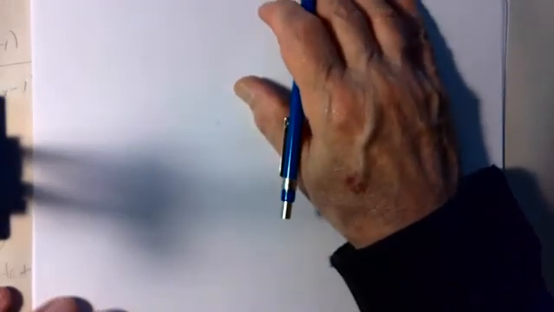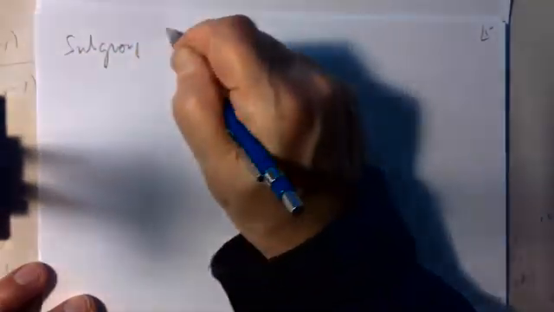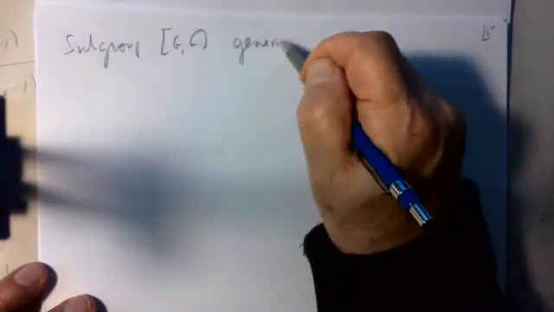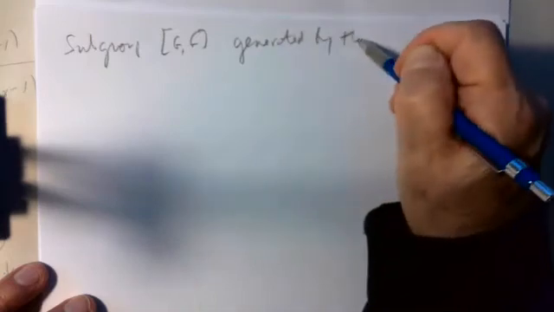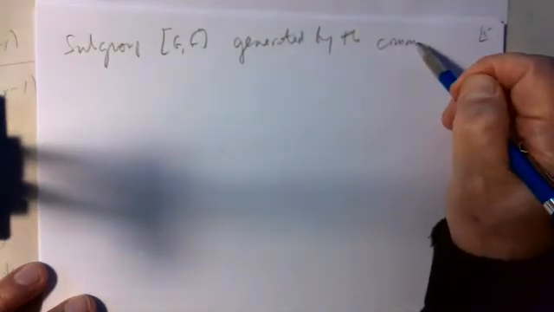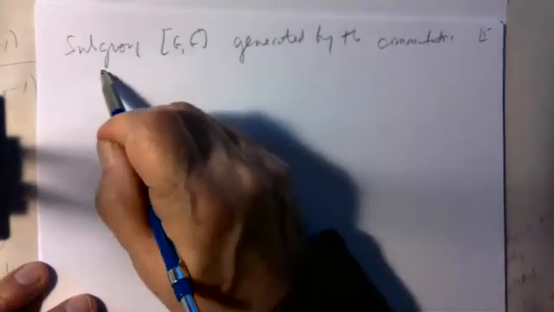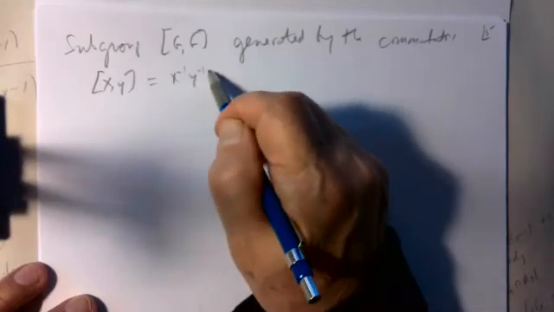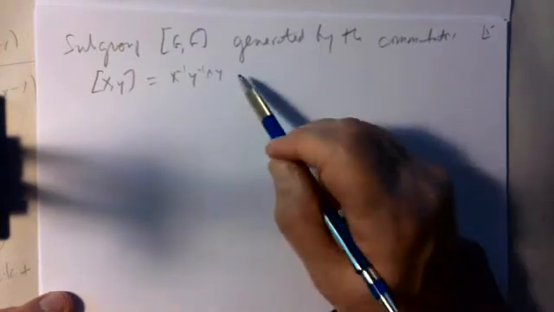And we want to consider the subgroup [G, G] generated by the commutators, the set of all commutators [x, y], which means x inverse y inverse x y. And we want to show this is normal.